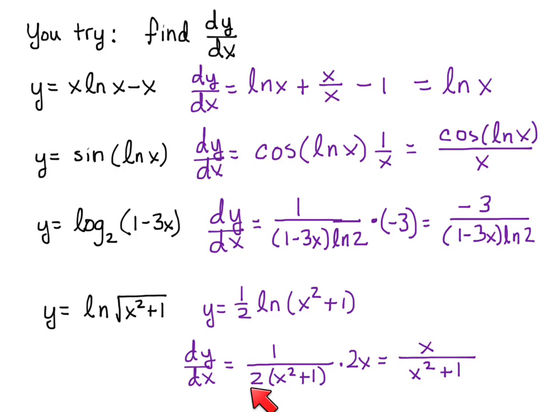Then the derivative of the log of x squared plus 1 is 1 over x squared plus 1 times the derivative of x squared plus 1. And so then the 2's cancel, and we have an x in the numerator, and we just have x over x squared plus 1.